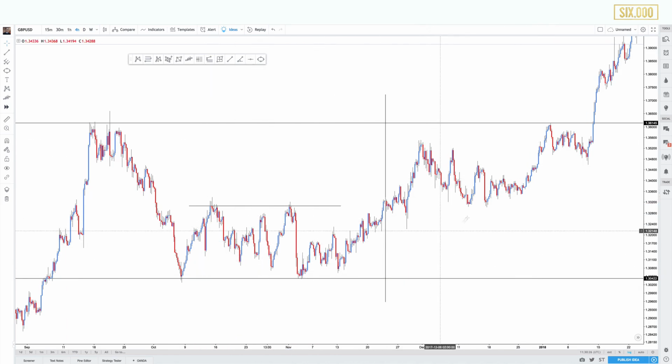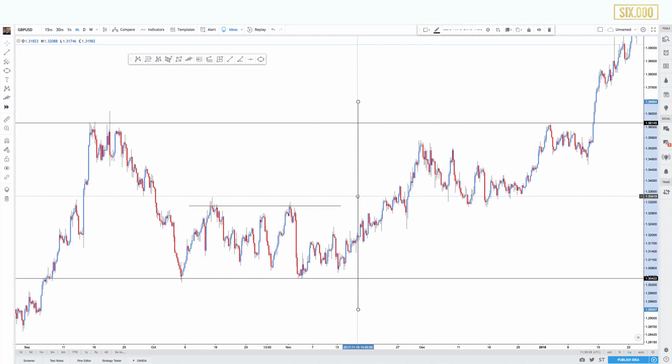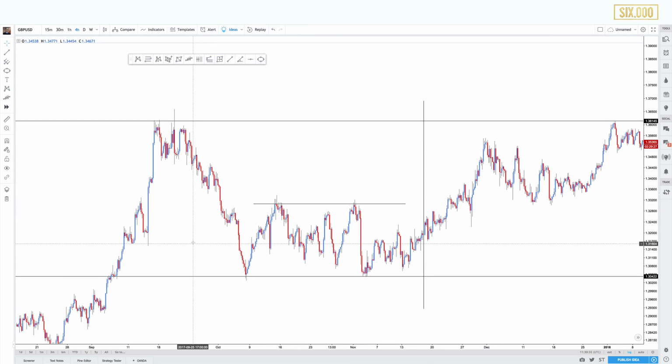And again, we're not paying attention to any of this. I'll actually bring this across. So we're just focusing on this side here for now. So we've got a nice resistance level at the top. Price decreases, creates support.